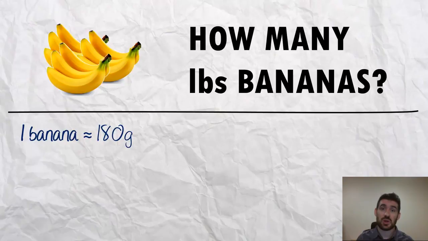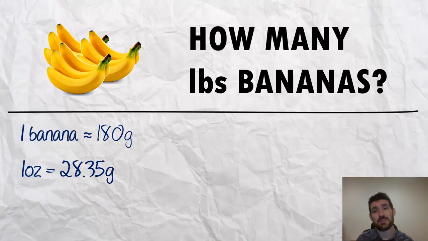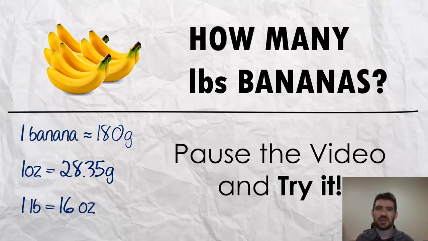To do this, we're going to go through ounces. We know that 1 ounce is equal to 28.35 grams. And we know that there are 16 ounces in 1 pound. So we have these 3 relationships. 1 banana is approximately 180 grams, 1 ounce is equal to 28.35 grams, and 1 pound is 16 ounces. Try pausing the video and seeing if you can figure out how many pounds of bananas we have.